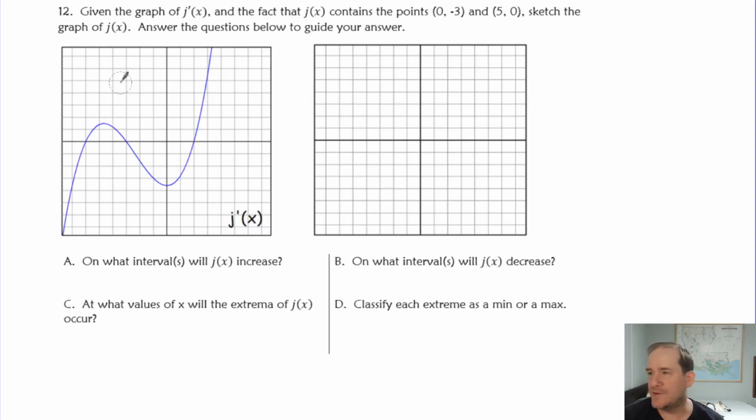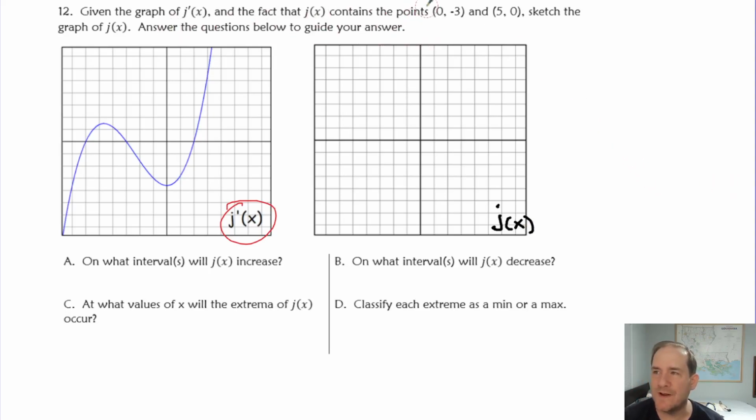Oh, 12. All right, so 12 is the one where we have to go in reverse, and a lot of people really weren't so hot at this. So I'll do it, and then we'll see how it goes. But reading it, it says, given the graph of J prime, notice this time we're going in reverse. You already have the derivative. You have to work backwards to the original. So what does that mean?